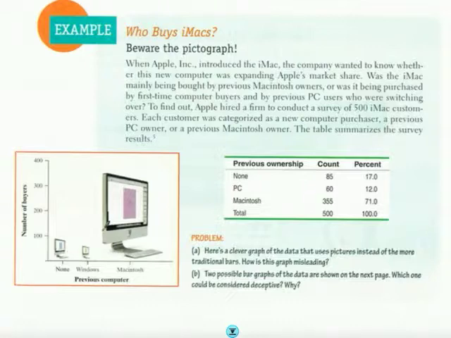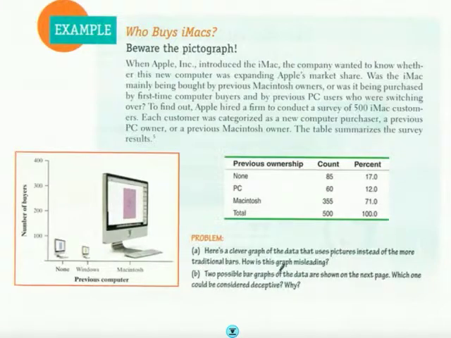So, although the heights of the pictures are accurate, our eyes respond to the area of the pictures. The pictograph makes it seem like the percent of iMac buyers who were formerly Mac owners is at least 10 times higher than either of the two other categories, which isn't the case.